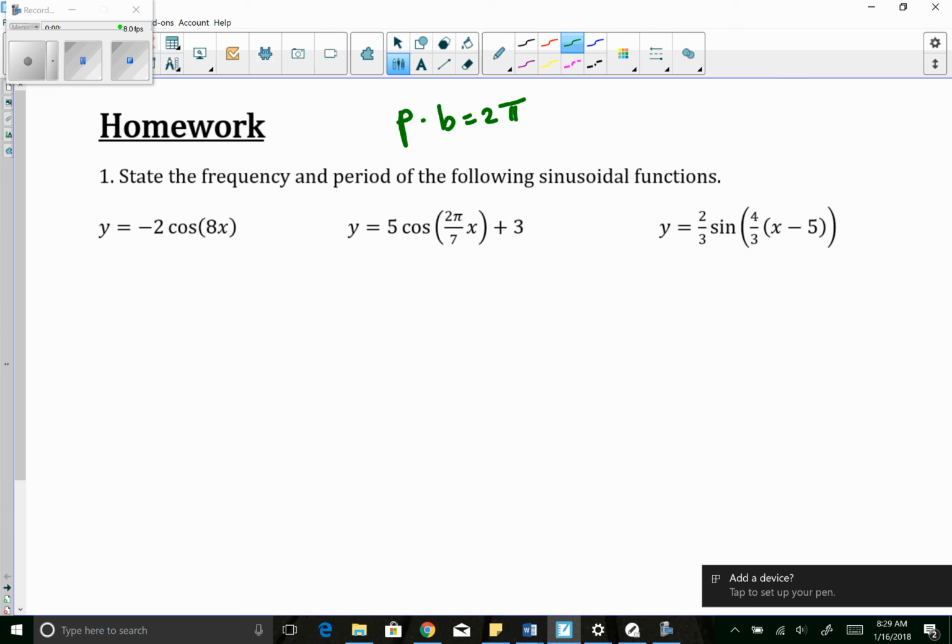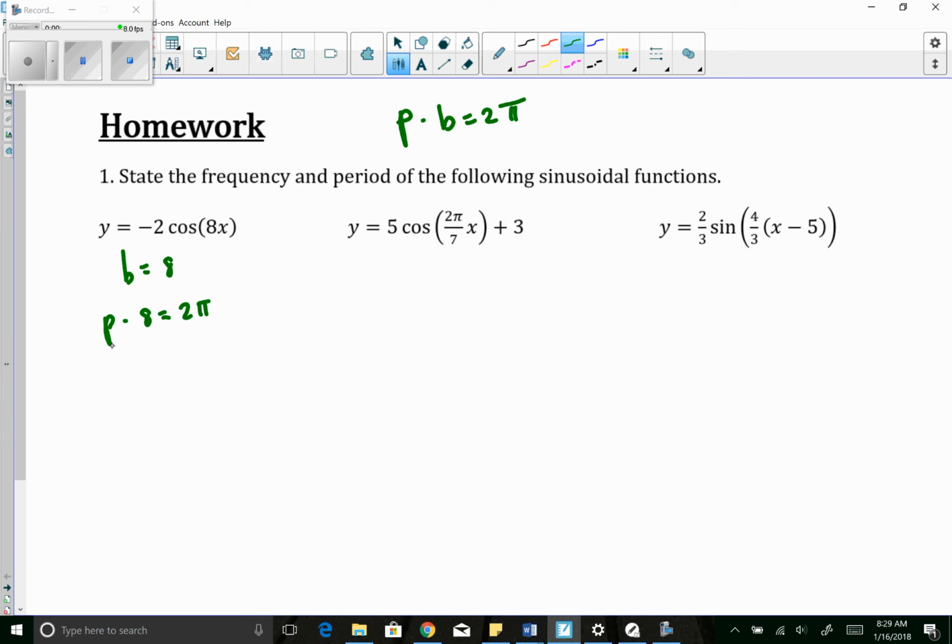Now, if we go through, the first thing we want to do is figure out, well, what is the frequency? Because the frequency is going to be able to be found right from the equation of the function. So in this first one, the frequency is 8. So if I know the frequency, I should be able to find the period by just multiplying period times frequency and setting it equal to 2 pi. Divide both sides by 8, and I get a period of pi over 4.